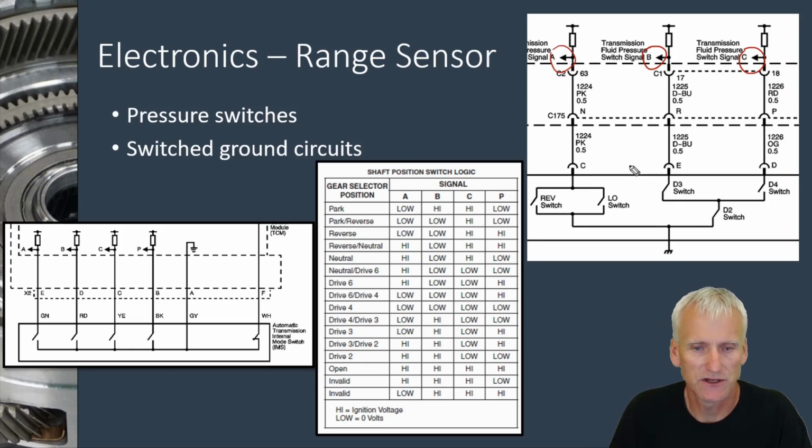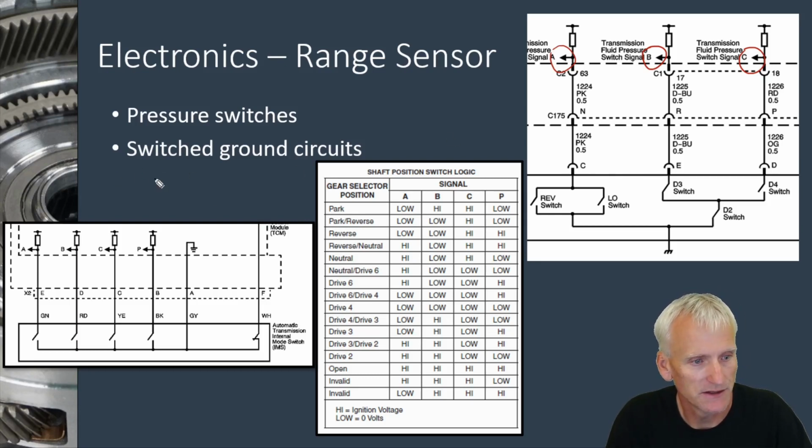So on that type of transmission, as you go through the different gear ranges and the manual valve moves, it's going to present pressure at these different switches and open and close those switches. Now most of them are going to work like this. This is a 6L80. That's the logic for the 6L80, and then this is what the range sensor looks like. And you can see they've got A, B, C, and P. So those 4 circuits right here have switches.